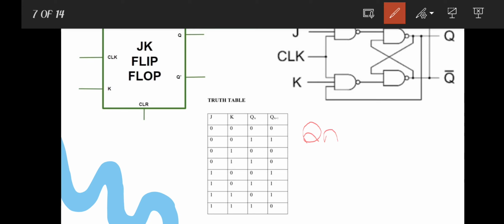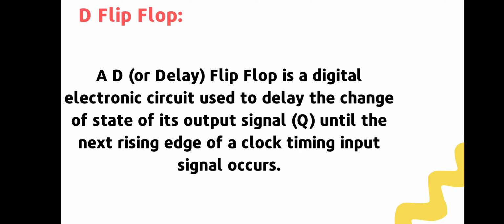Characteristic equation is Qn+1 is equal to J Qn bar plus K bar Qn. This is the characteristic equation of the JK flip-flop. Then the D flip-flop.